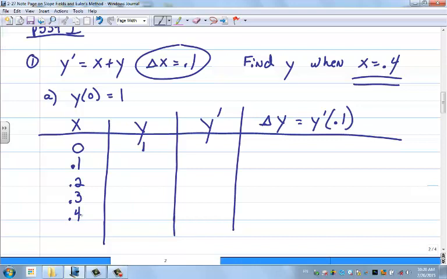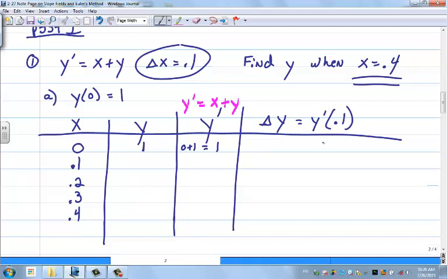Now, to get your y prime, you just use whatever the formula is. The formula for this particular problem is y prime equals x plus y. So I'm going to write that up here. Y prime equals x plus y. So what you're going to do to find your y prime is add your x and y. So in this case, it's going to be 0 plus 1. I won't always show that work, but I'm going to for this first problem. 0 plus 1 equals 1.